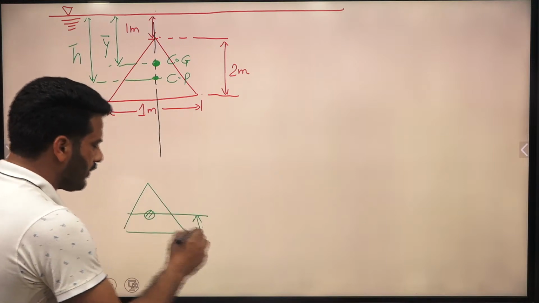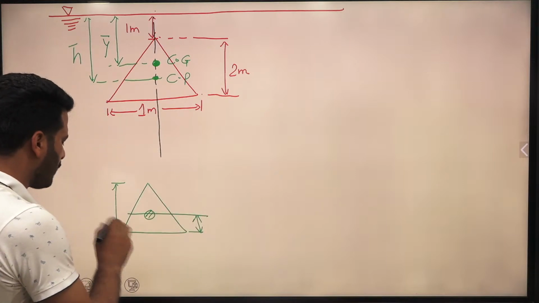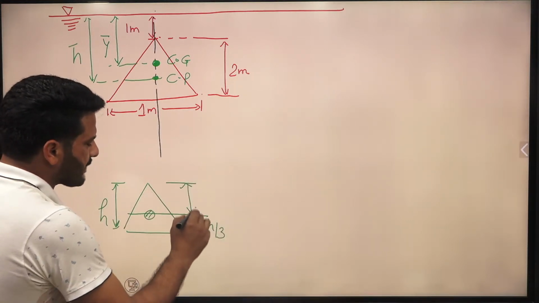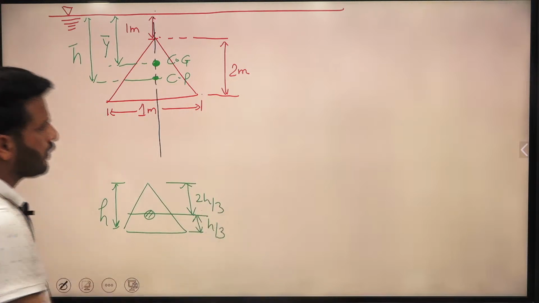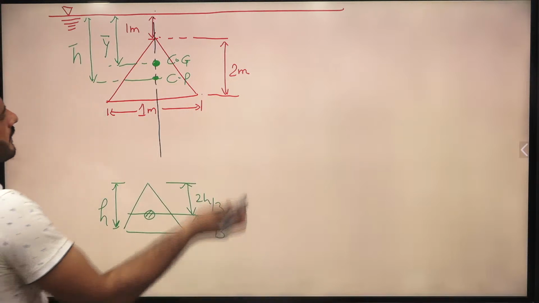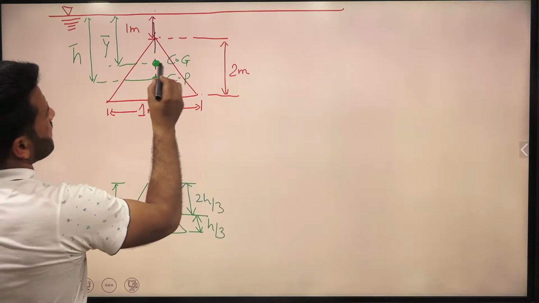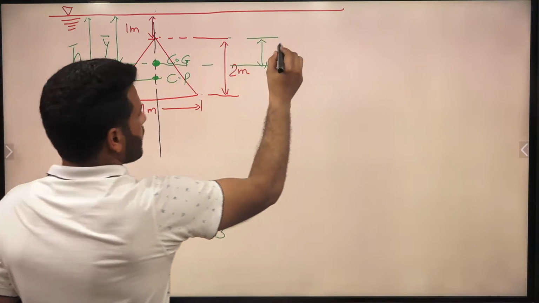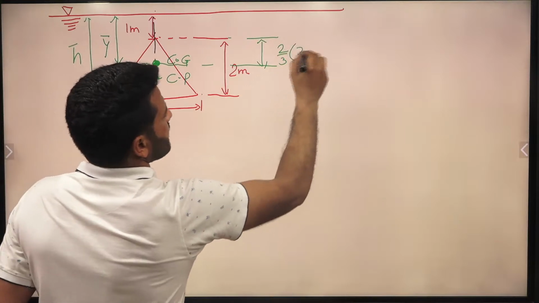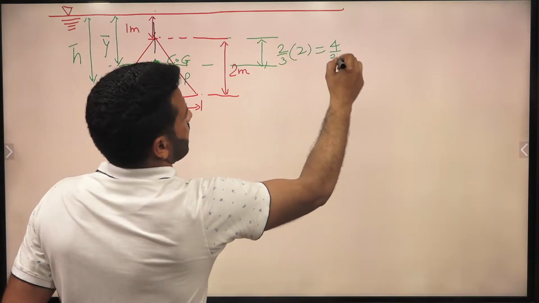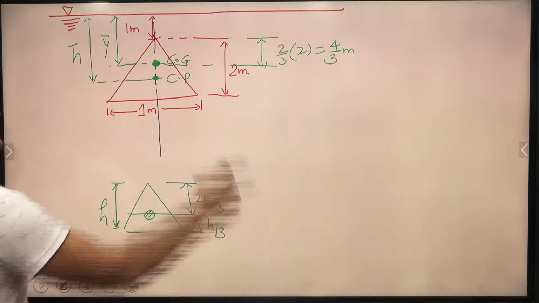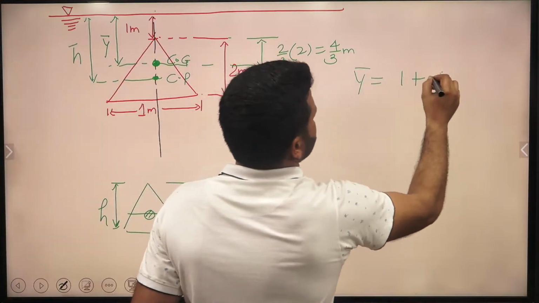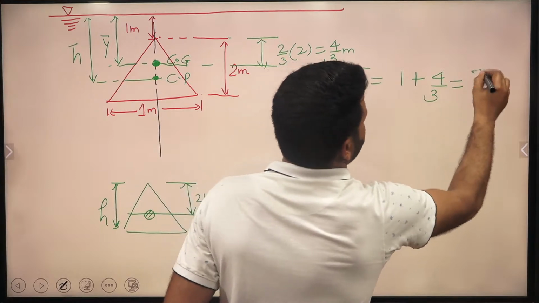If the altitude or height of this triangle is small h, then definitely the centroid will be h by 3 from the base and 2h by 3 from the apex. So this distance from here to here will be 2 by 3 of h, which is 2, so it comes to 4 by 3 meter. Just add 1 meter and you will get the y bar. Y bar will be 1 plus 4 by 3, so this is coming to be 7 by 3 meter.